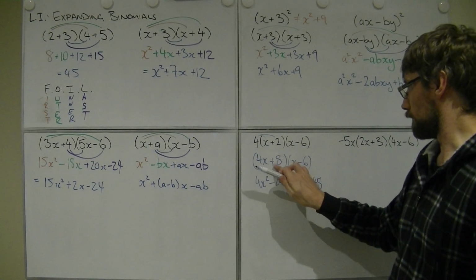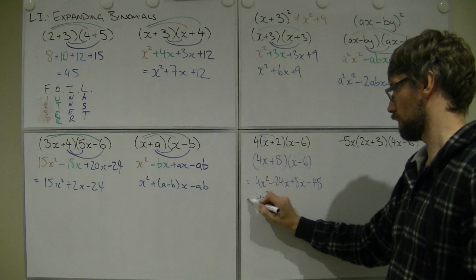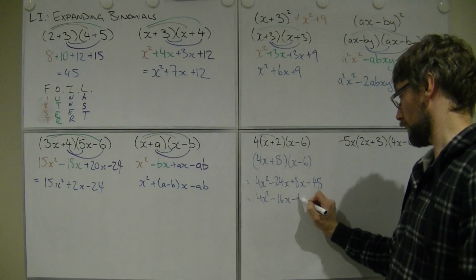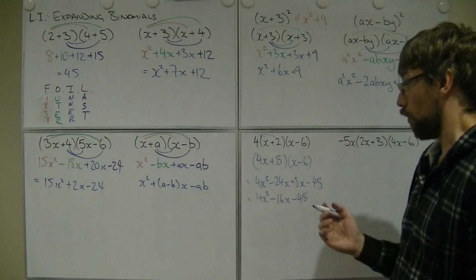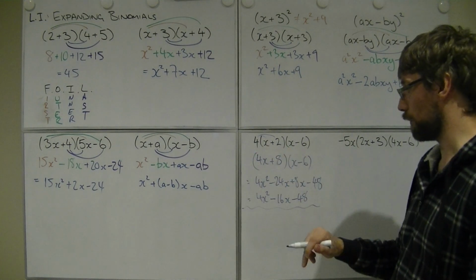Getting a bit too late. Need my brain to work. Okay, so we've got that. And simplify gives me negative 16x minus 48. Cool. Or, alternately, we could have done these two first and then multiplied by 4.